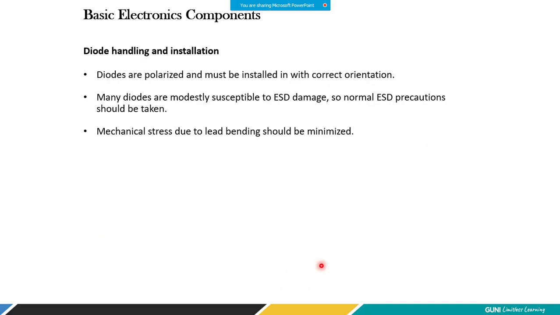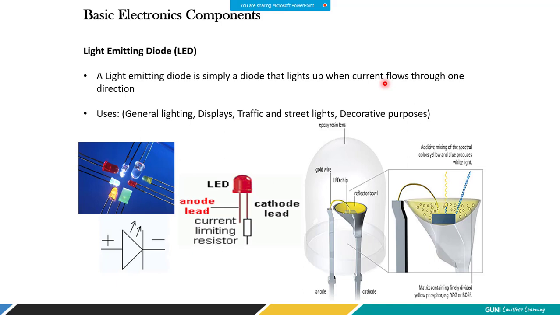Diode handling and installations. Diodes are polarized, very important. Diodes are polarized and must be installed with a correct orientation. ओरिएंटेशन का मतलब यहाँ एंगल नहीं है, प्लस माइनस आपको देखना है. Many diodes are modestly susceptible to ESD damage, so normal ESD precautions should be taken. Mechanical stress due to lead bending should be minimized. That is quite obvious, right?